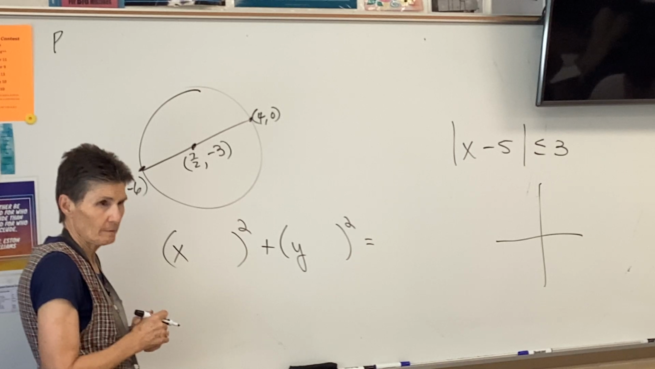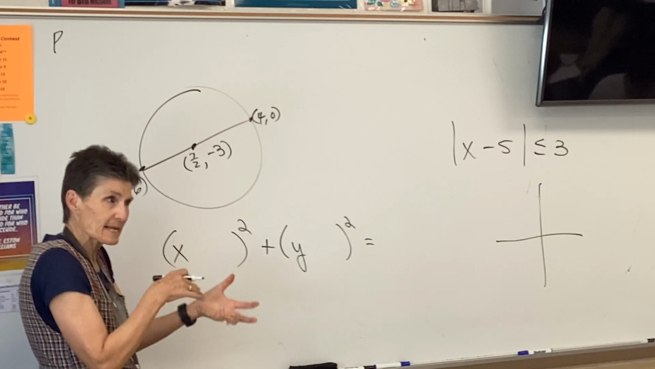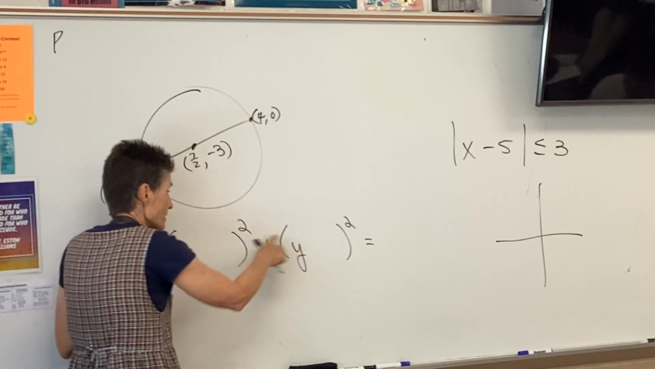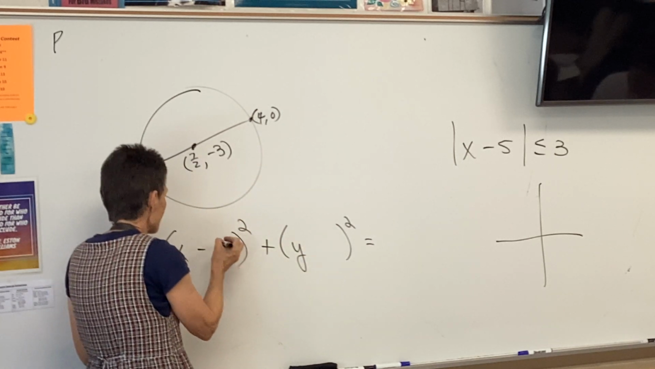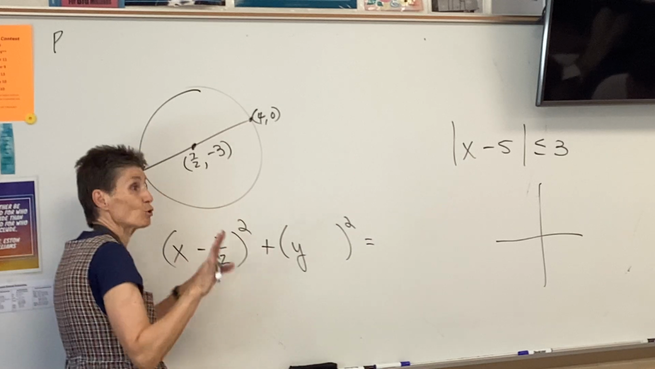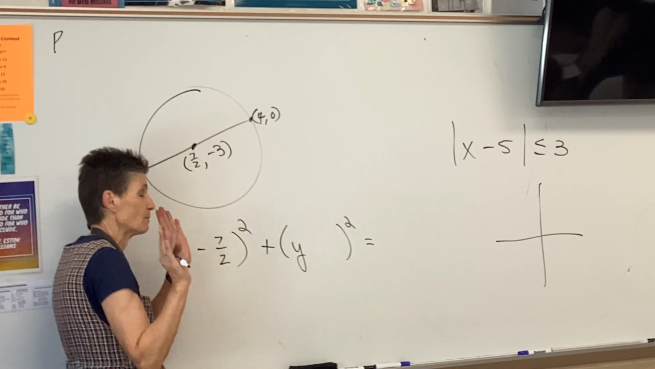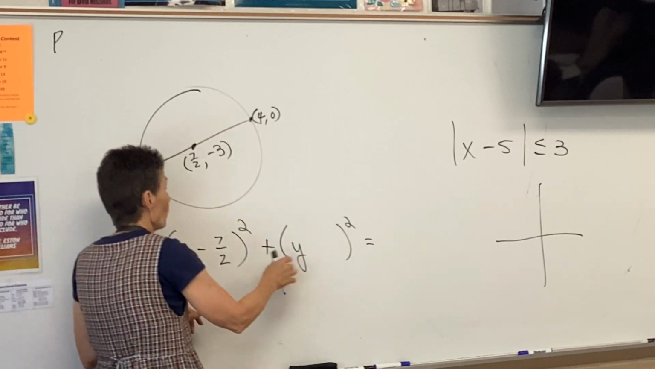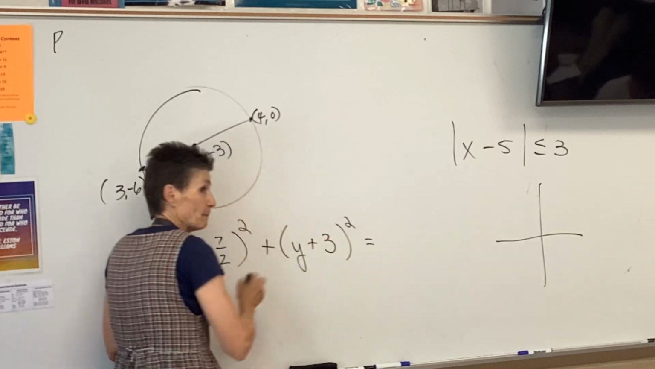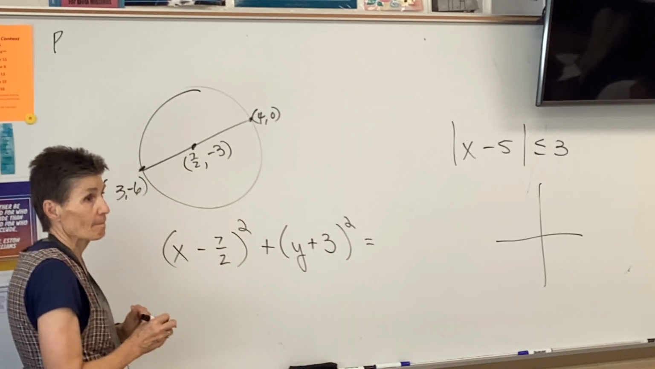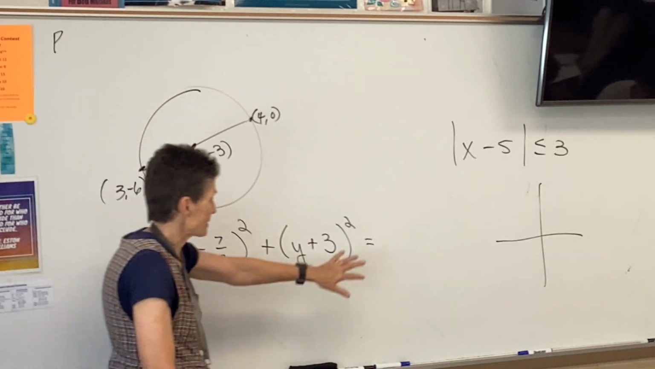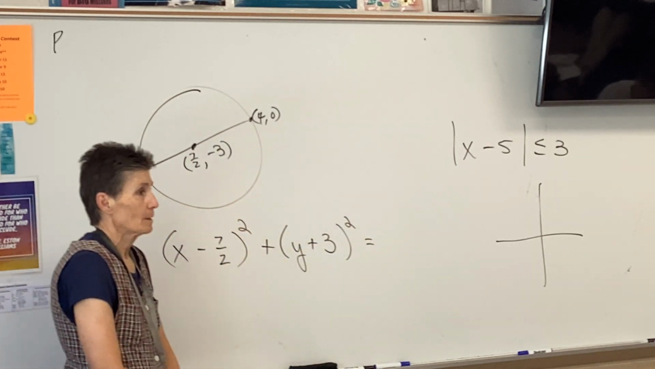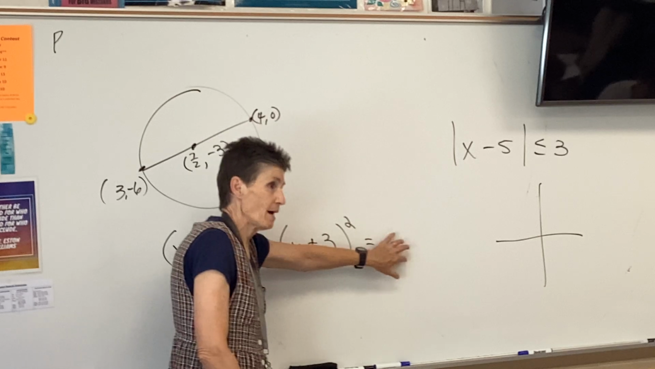So far, so good? Now, that is the center of the circle. So doesn't that go in here? So x minus, I'm using 7/2, use 3.5, no difference. And then y, watch it, plus 3. Okay? Now I need this number. Where does that come from?